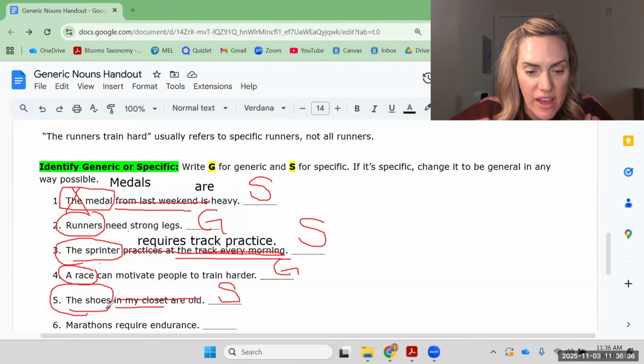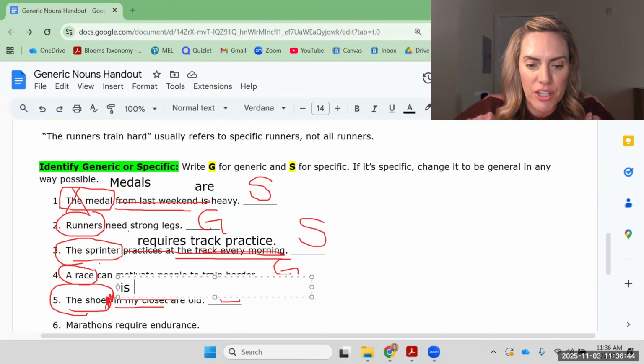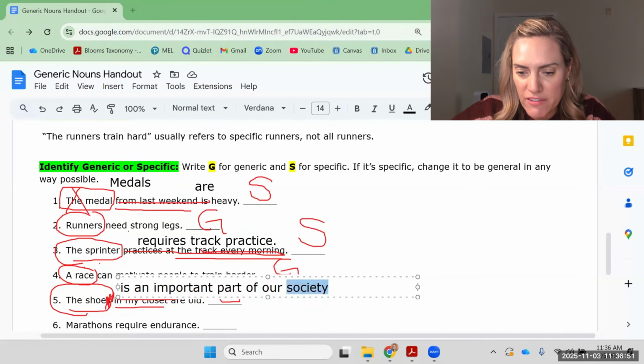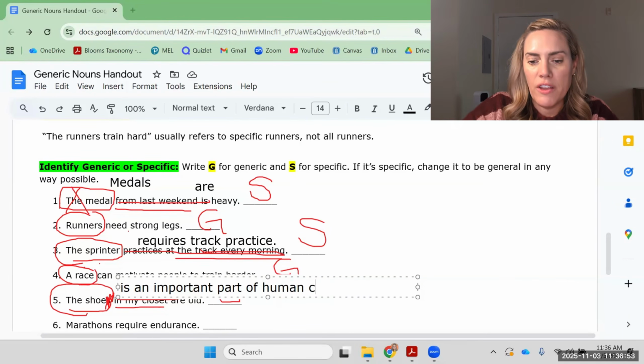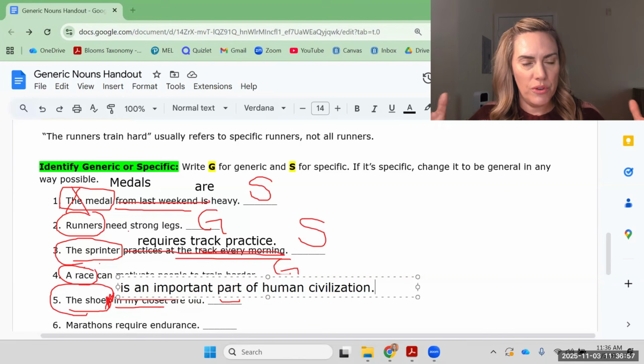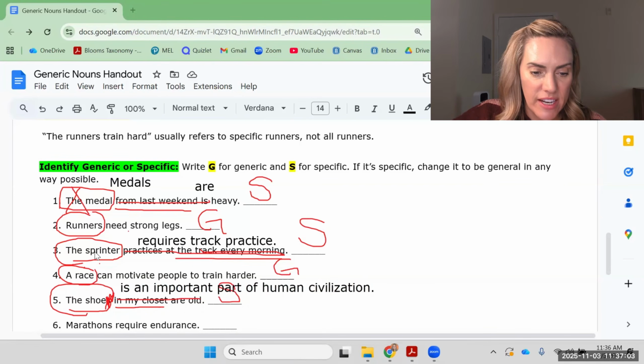Actually, you can't even say that, because shoe has to be singular, right? You can't make it plural. So you'd say the shoe, right? The shoe is an important part of our society, or something like that. The shoe is an important part of human civilization, right? The shoe in general, that whole category. It's singular, okay?